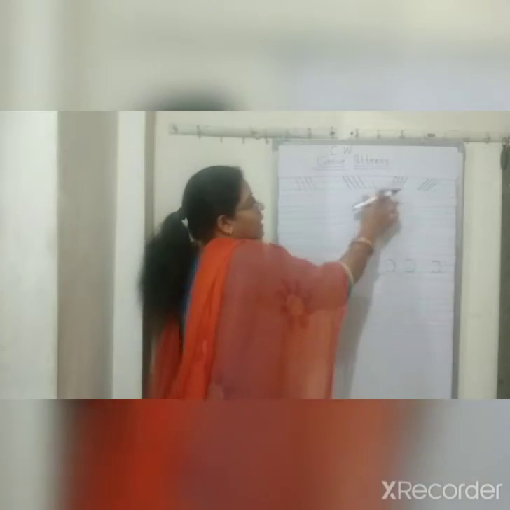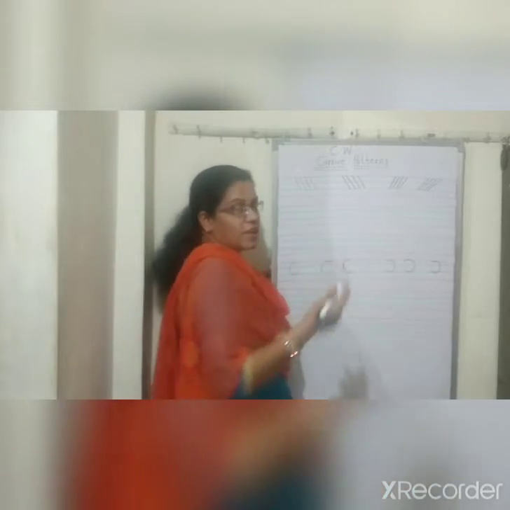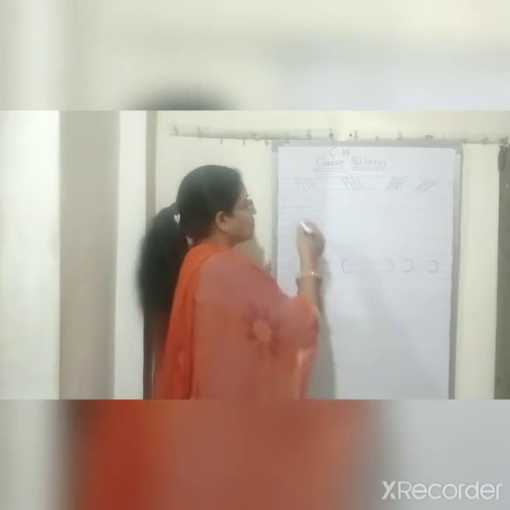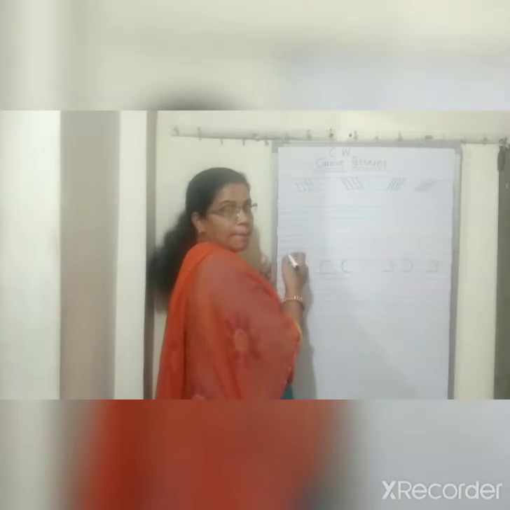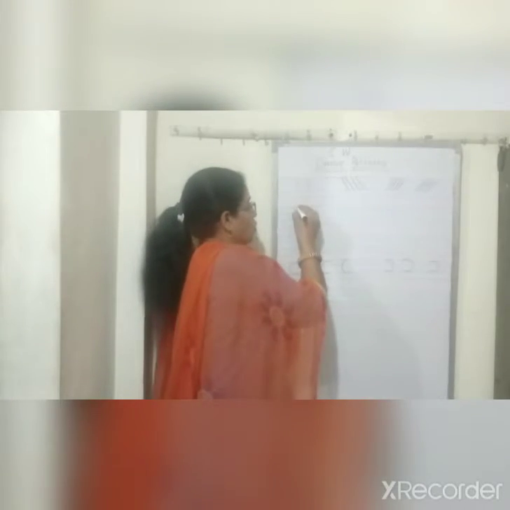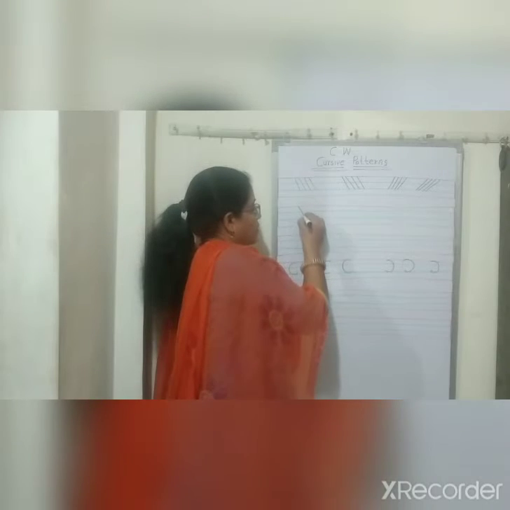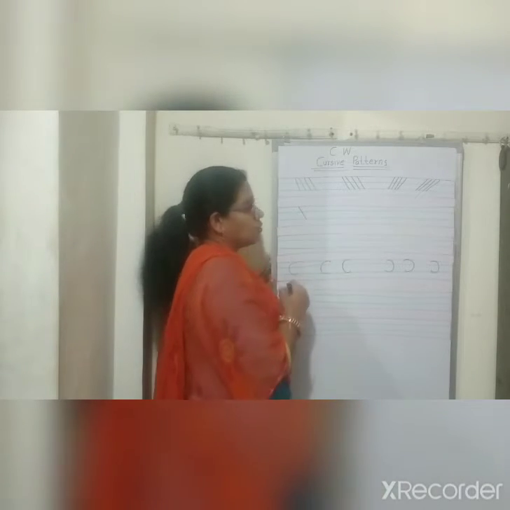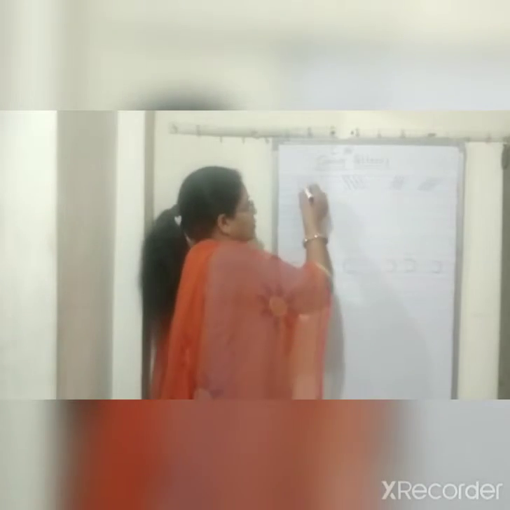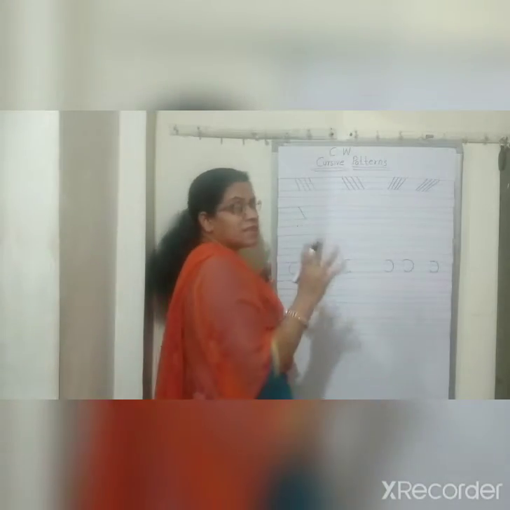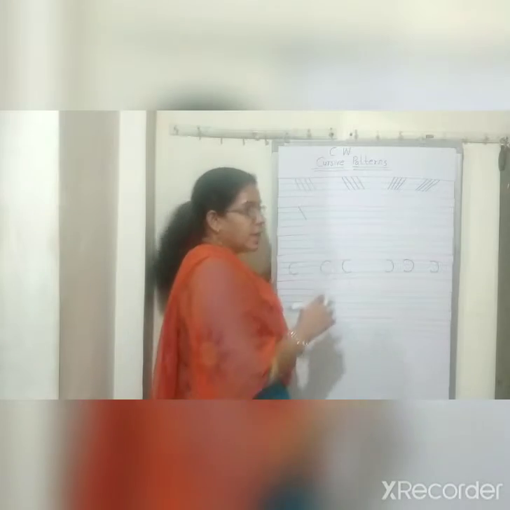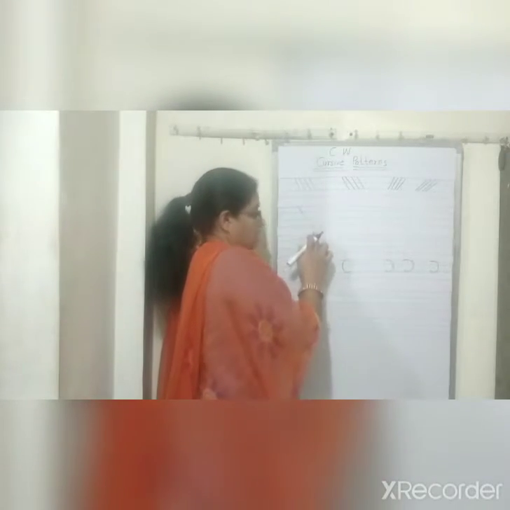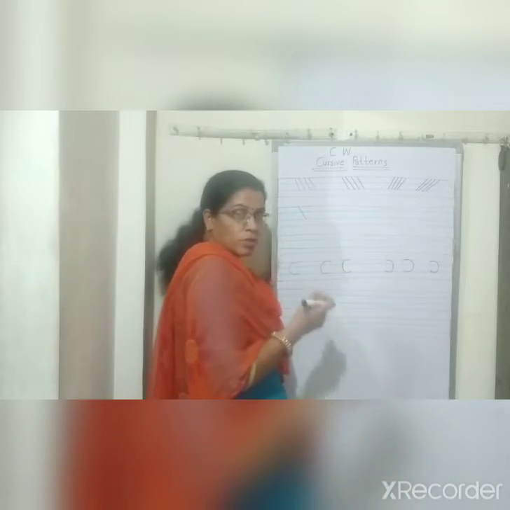So these are slanting lines, left and right slanting lines. What we have to do is copy them in your cursive capital book, like this. 1, 2, 3, 4 lines are here, and in 1, 2, 3 lines. Okay, do not touch the red line below the green line.